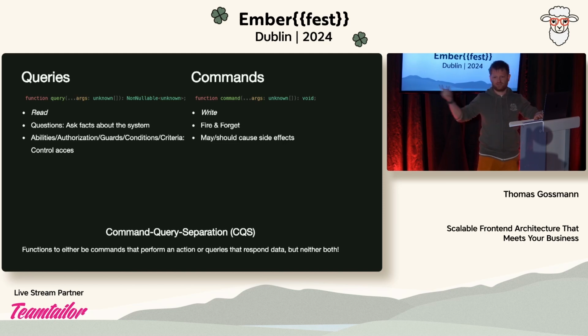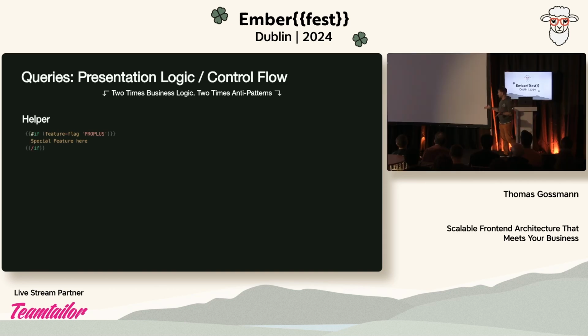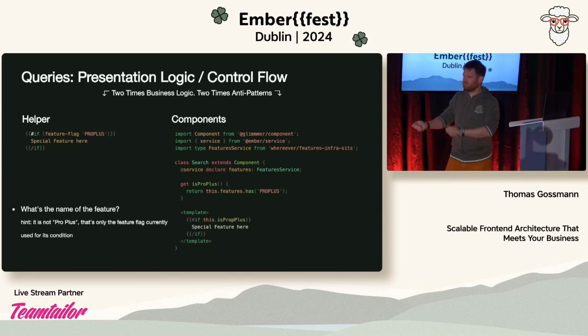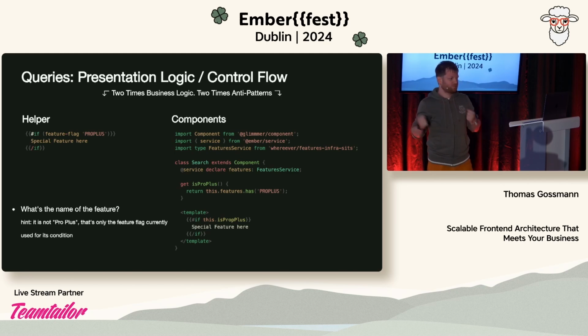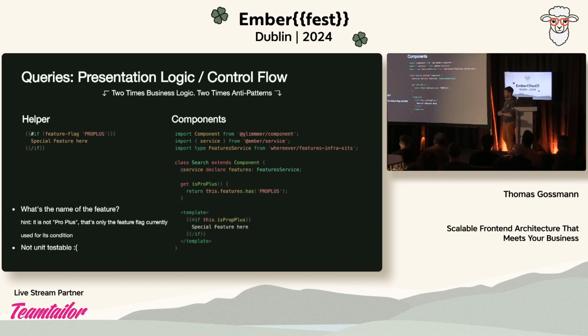Now let's look at some examples of where we find this in our code bases. For one, here's a helper that says if this is a feature flag of Pro Plus, then we do have a special feature here. This is the same in a component, just with more verbose code. The problem is, what is the name of the feature? We cannot communicate to PMs or designers about this. Same if another engineer joins later and wasn't part of the feature creation: they missed the conversation, so they're not in context. And we have no chance of unit testing this, and these are business-critical conditions.